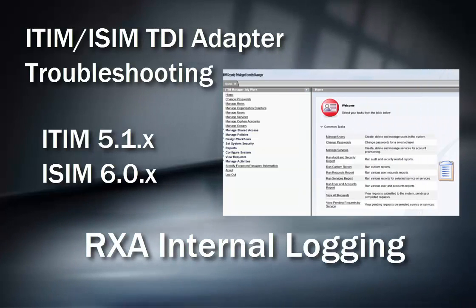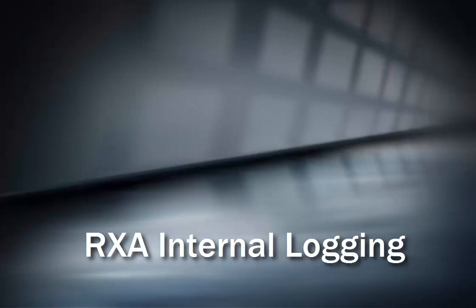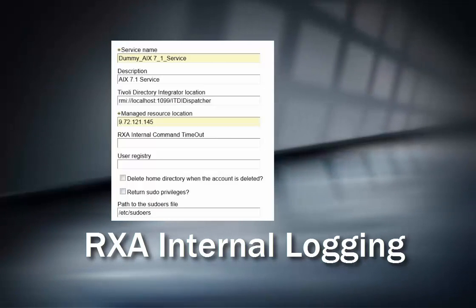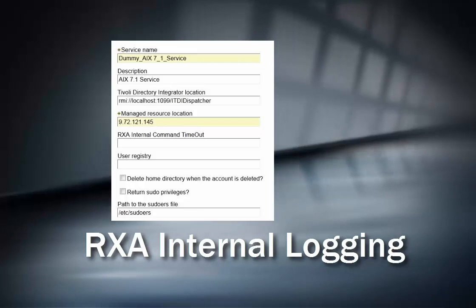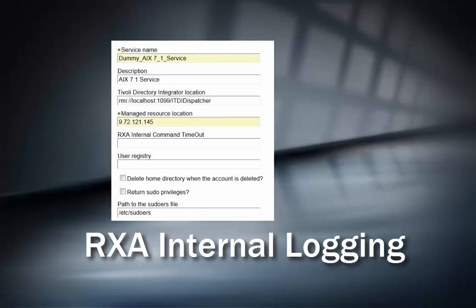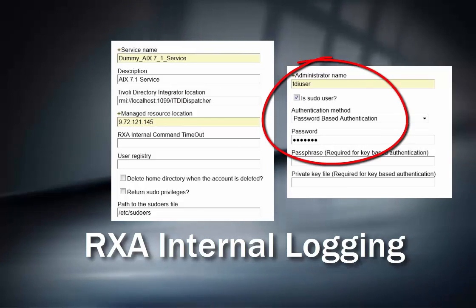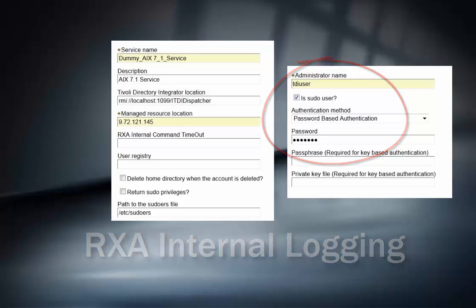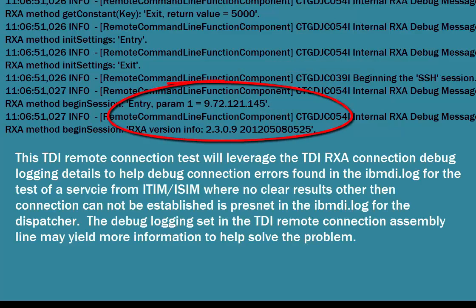Right, here's some troubleshooting for the RXA internal logging enabled in TDI for TIM 5.1 and 6X. What we're doing here is showing you a TDI service for a Posix Unix Linux Adapter targeting a service. Note here in the service form we're going to IP address 145 and we're using a pseudo user, the TDI user.